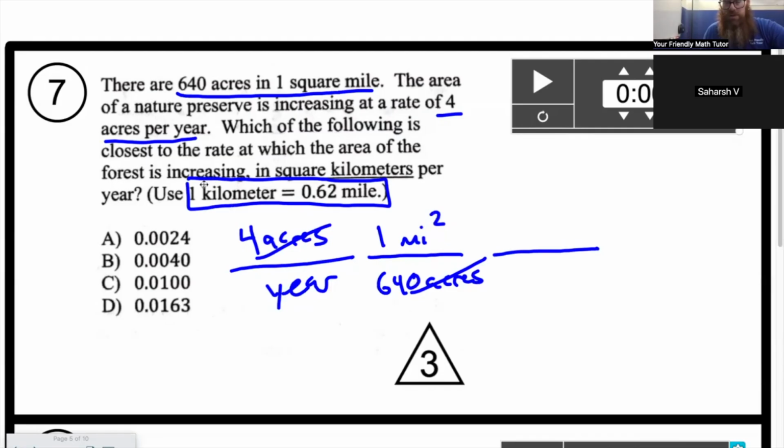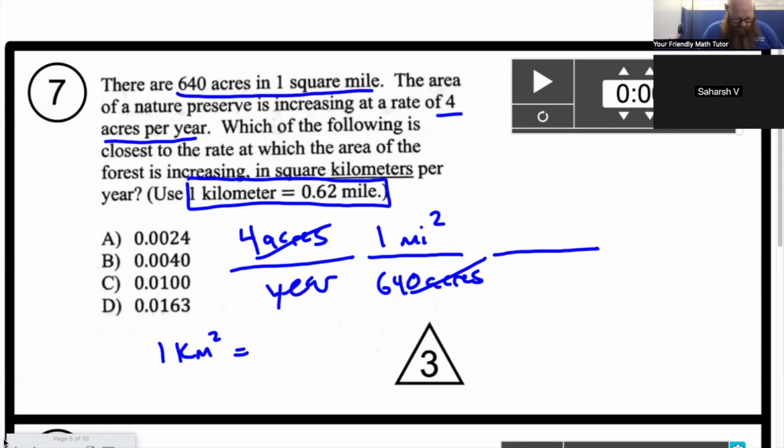So what you do when you need to do that, and this works if they're using cubic as well for volumes, you just square the whole conversion factor. So it works like this. Like an equation, you just square everything on each side. So 1 squared is 1 kilometers squared, right? That's really square kilometers, but we write it as kilometers squared.